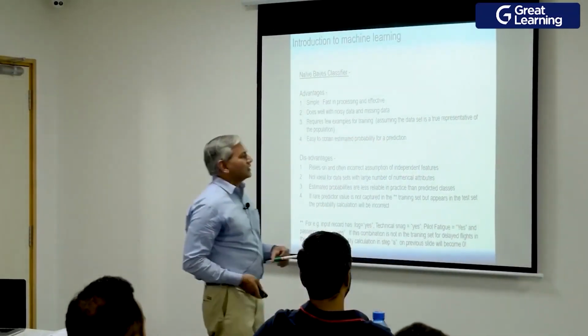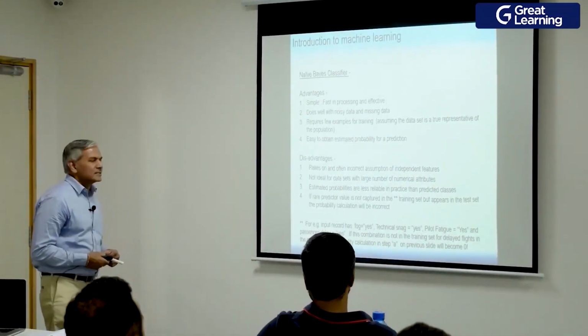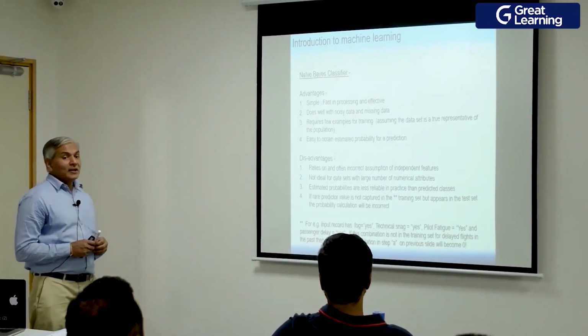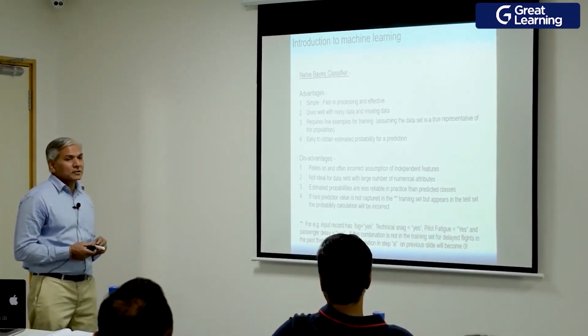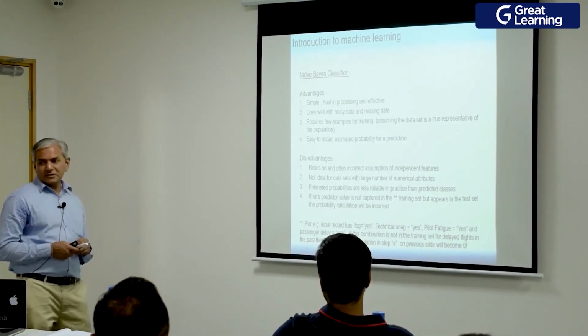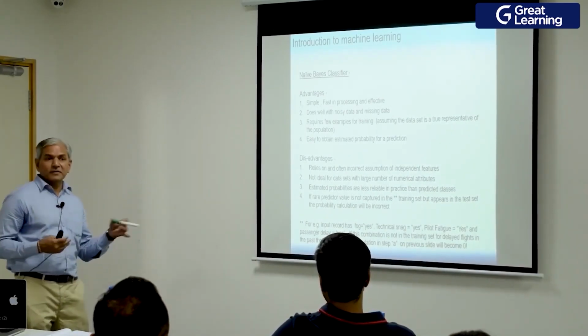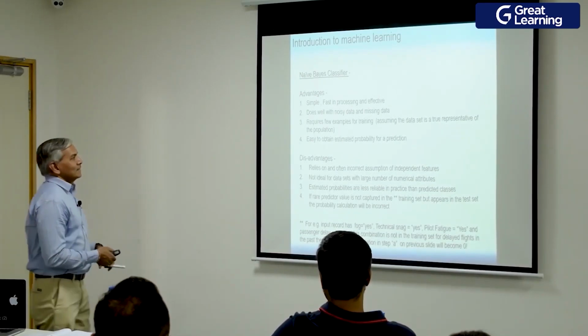Just like logistic regression, it's very fast both in training and testing. K nearest neighbor is very fast in training but very slow in testing, because it has to find so many distances to find the K nearest neighbors.